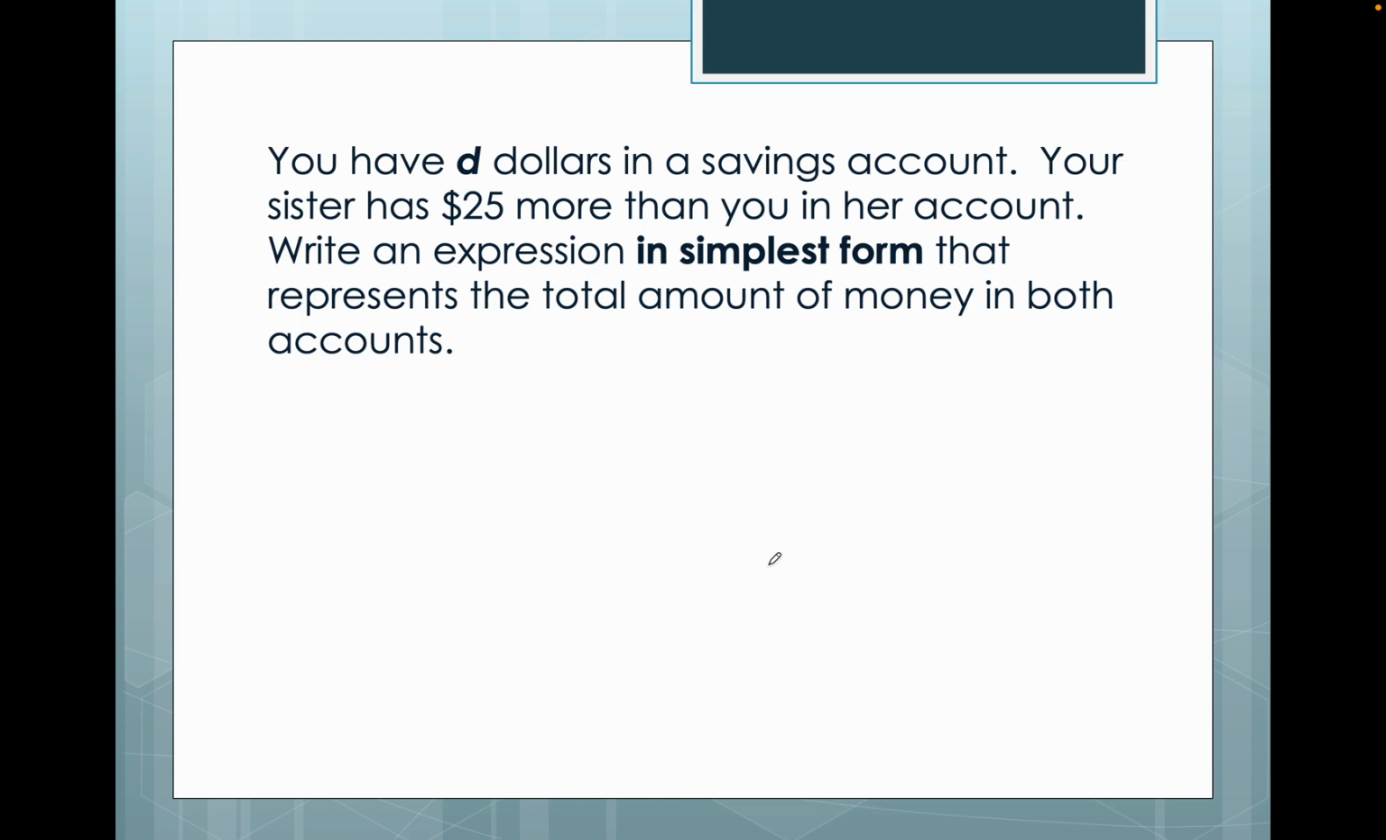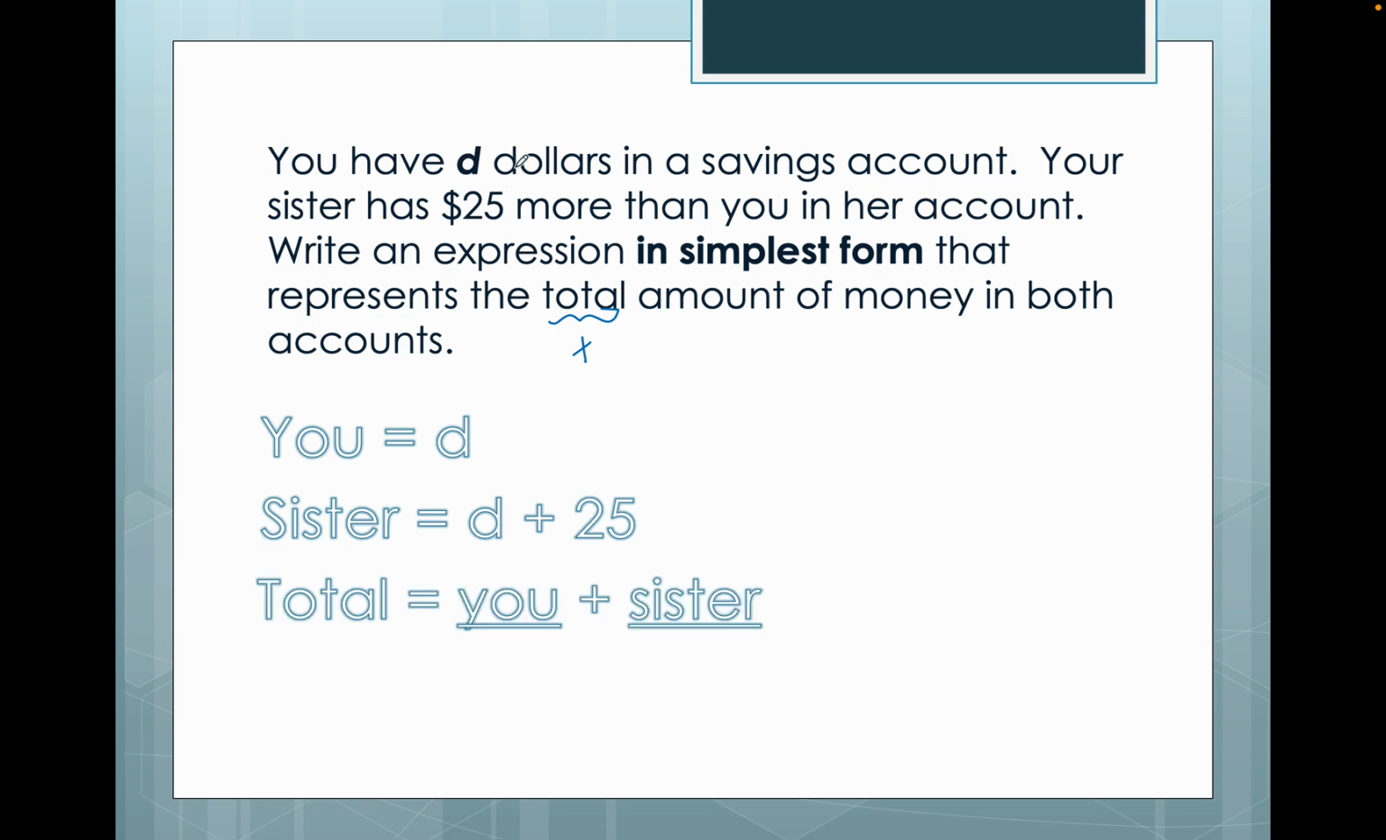First thing you want to write down is that you have D dollars. Then you want to figure out what expression would represent how much money your sister has. If she has $25 more than your D dollars, that would be D plus 25. The directions ask for an expression in simplest form that represents the total amount of money in both accounts. We find total by adding yours plus your sister's values.